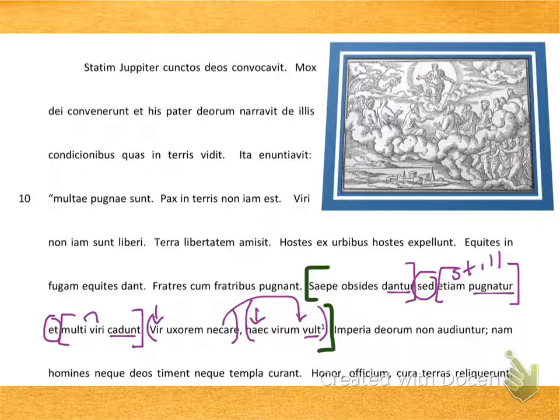necara vult. How do I know that I have to put the necara into the second idea? Because vult, which is want, has to be completed with an infinitive. You want to do something. So we begin this sentence by talking about the vir, vult, necara uxorem. Haec, which is referring to the uxorem, so here you probably want to translate it as she. She, vult, what does she want? Necara virum.